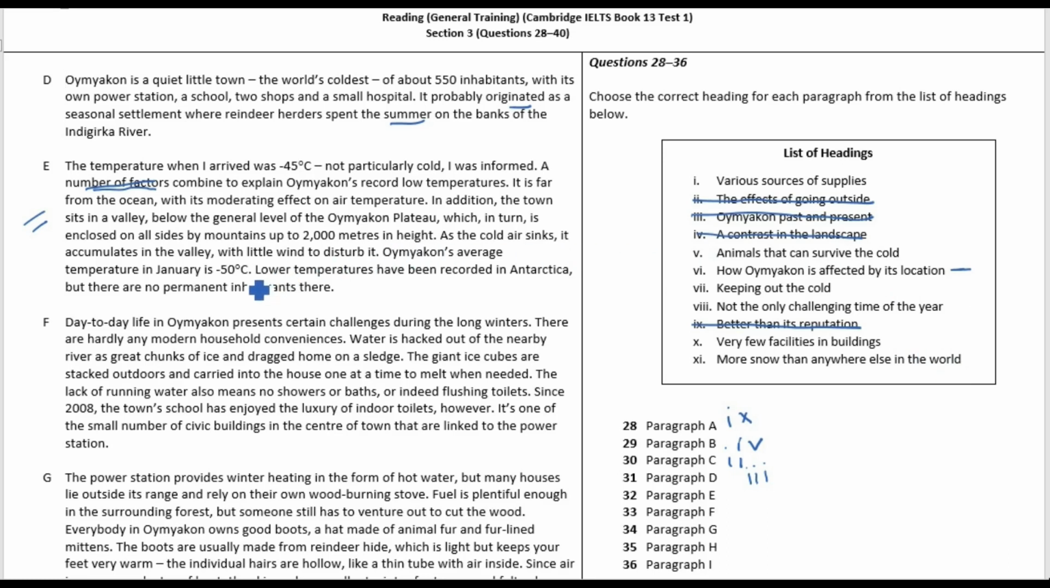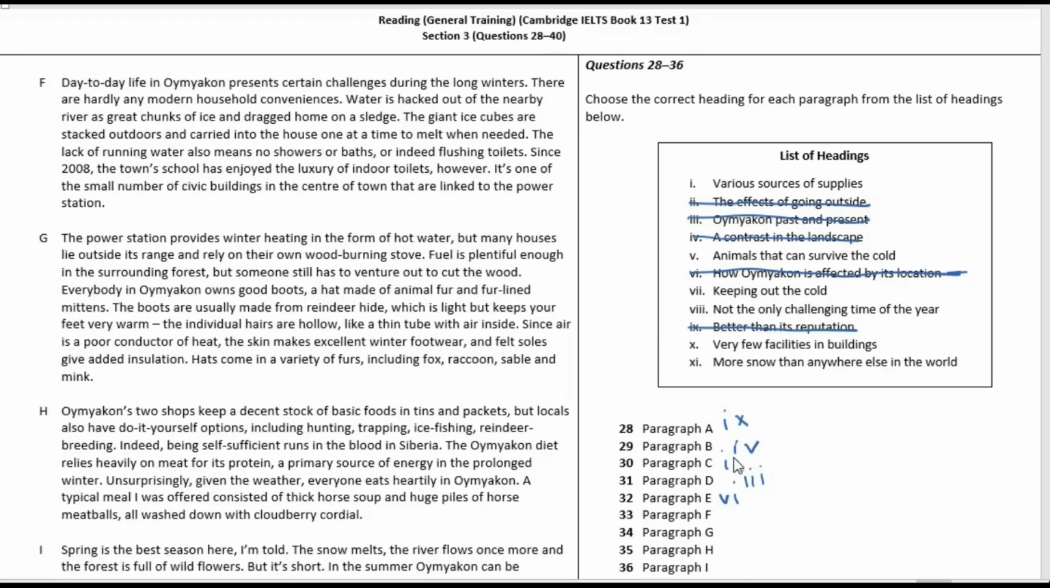More snow than anywhere else in the world. This is a mistake a person could make because it is talking about it being the coldest place. One could say it has more snow than anywhere else. But we can't make such inferences from the given information. It has to say clearly in the passage that it has more snow than anywhere else. Just because it is coldest does not mean it has the maximum snow. And it is not the coldest, by the way. Antarctica is the coldest, but nobody lives there permanently. Anyway, the answer clearly is sixth, which is how it is affected by its location. And I'll cross this one out.